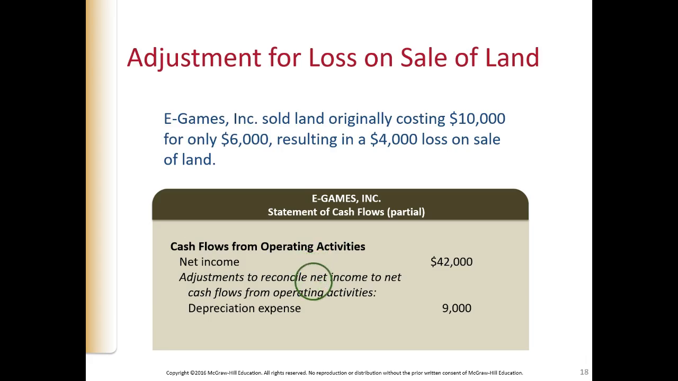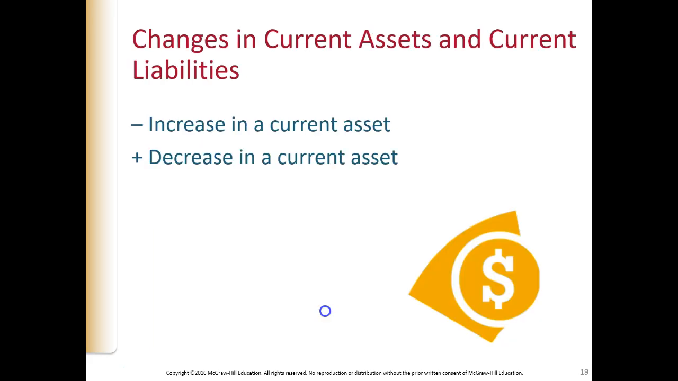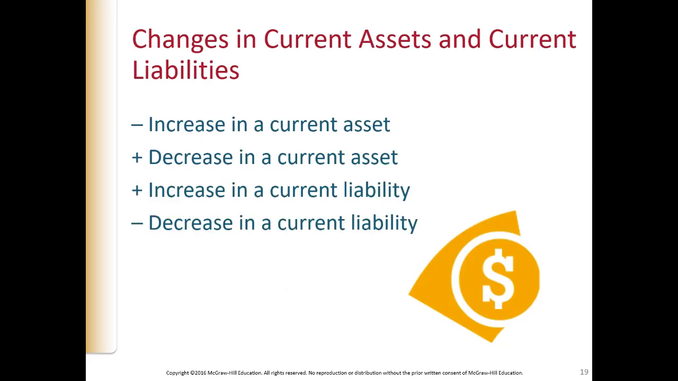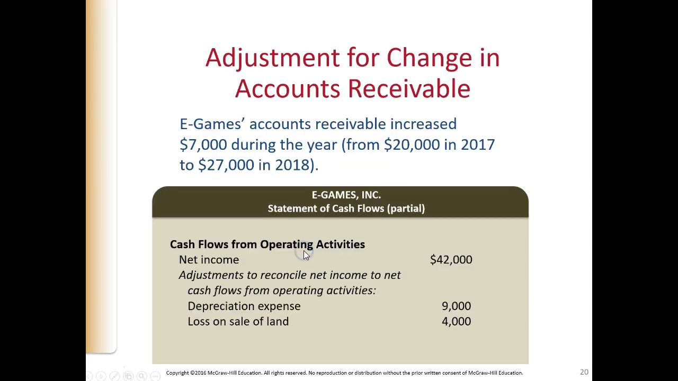So here's where we're starting the top of the cash flow statement. Here's net income, add back depreciation expense, add back the loss that we have. So we had a loss on sale of land, we add that also. Again, here's the pattern, the rule for changes in current assets, current liabilities. So let's go through these with the numbers.